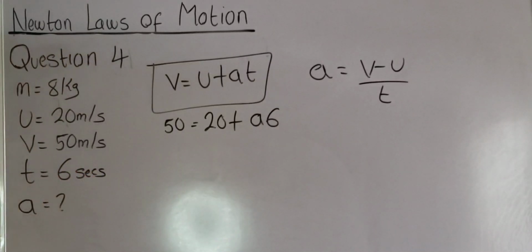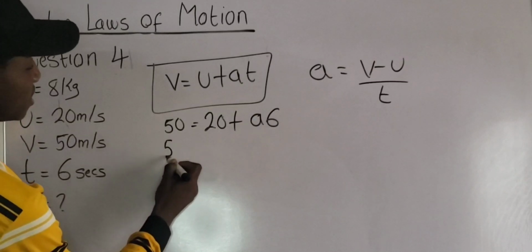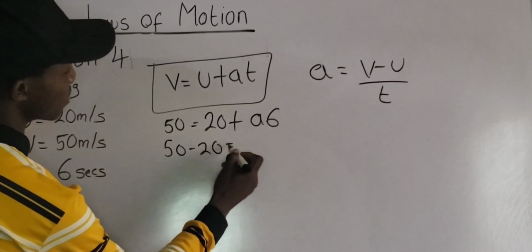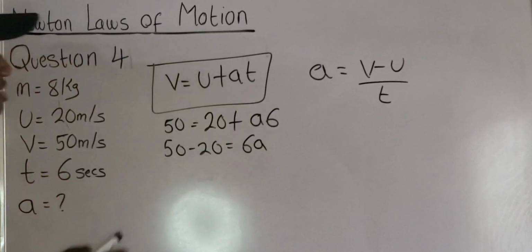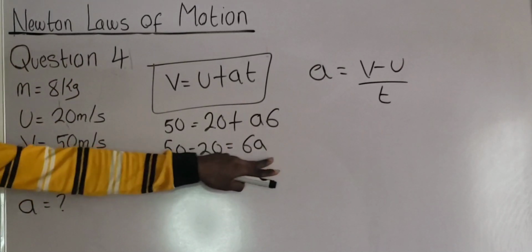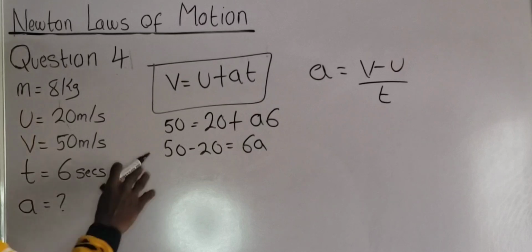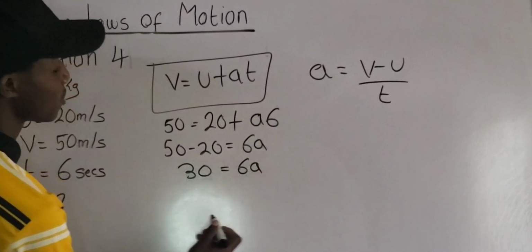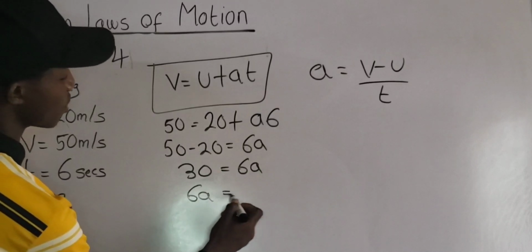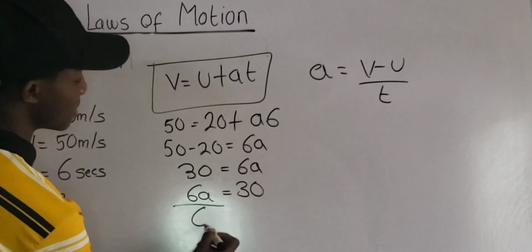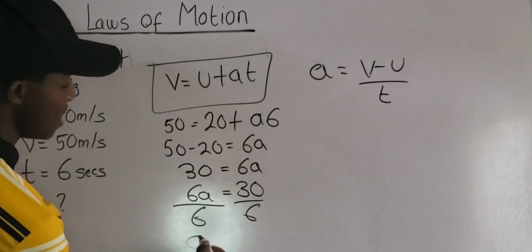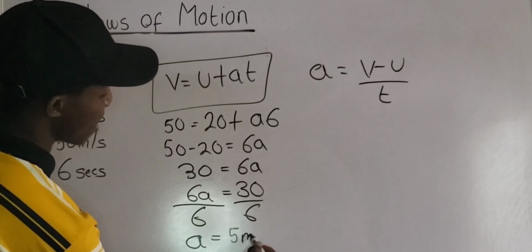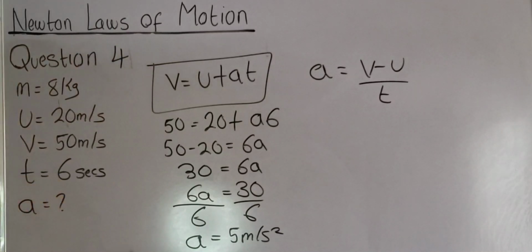So the next step is that I'm going to collect like terms. So 50 minus 20 equals 6a, where a is the acceleration. 50 minus 20 is 30, so 30 equals 6a. By transposition, 6a equals 30. Divide both sides by 6, and you are going to have a equals 5 meters per second squared. Do you understand how I got this?